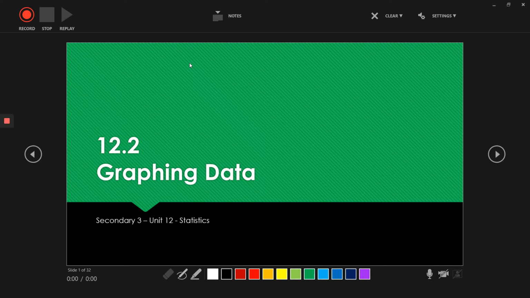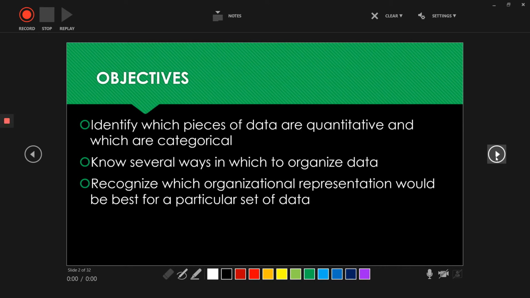This is lesson 12.2, graphing data. Our objectives for today are to identify which pieces of data are quantitative and which are categorical, to know several ways in which to organize data, and to recognize which organizational representation would be best for a particular set of data.